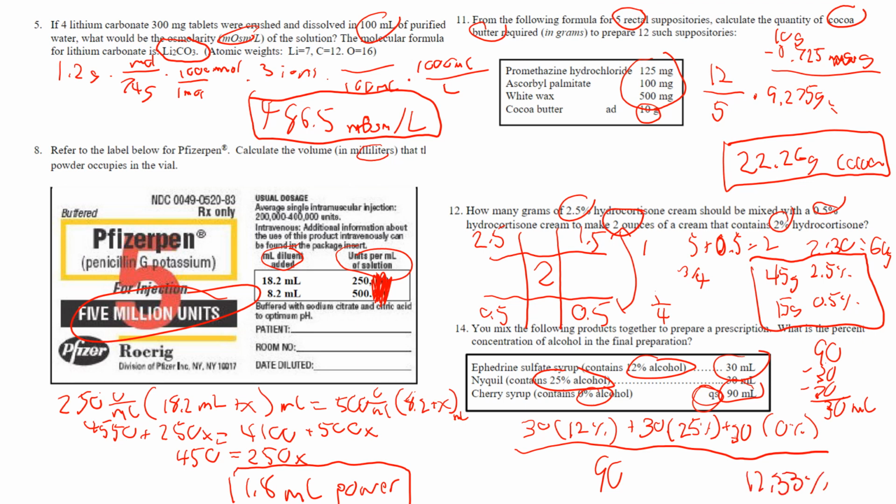Which makes sense, right? We have a little bit of the 25, a little bit of the 12, and then 0. Average of 25 and 0 is like 12.5%. And when compared to like 12%, it makes sense that it falls around this range.